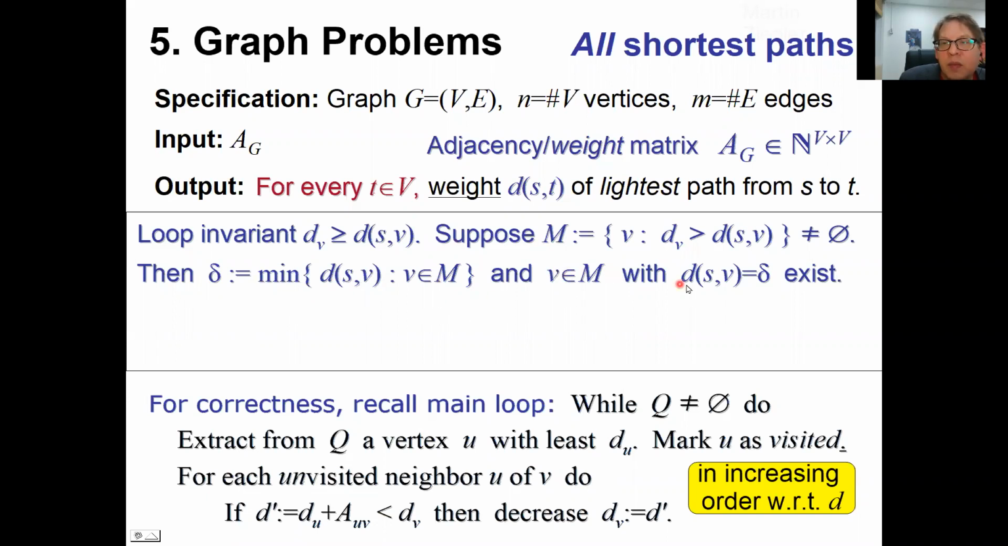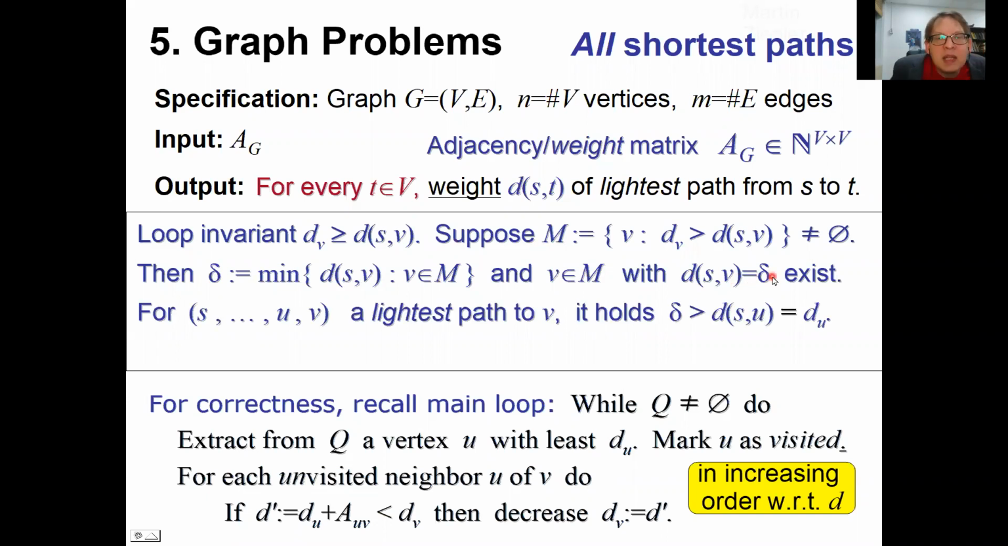So there exists some vertex where this minimum is attained. And now we're going to look at the mathematical lightest path. It need not be unique, but by its very definition, this means there exists a path from S to V, a lightest path. And we're going to look at the vertex in this path right before reaching the target V. Let's call that vertex U. And by the property of shortest path, this initial segment from S to U is also a lightest path from S to U.